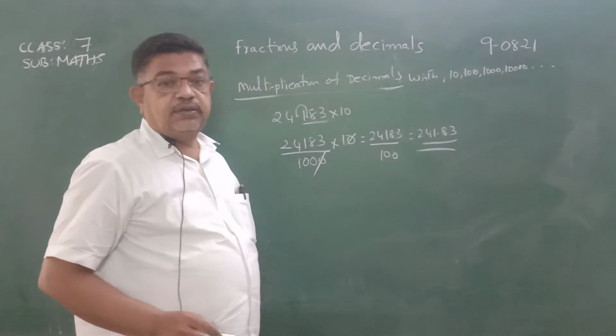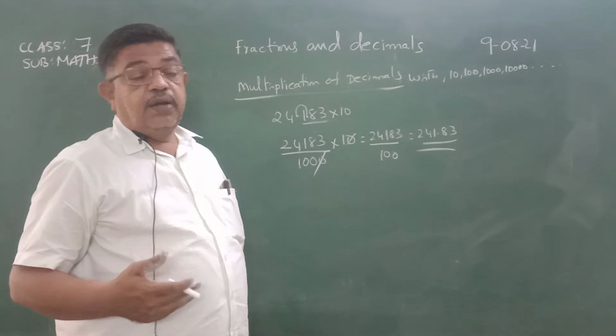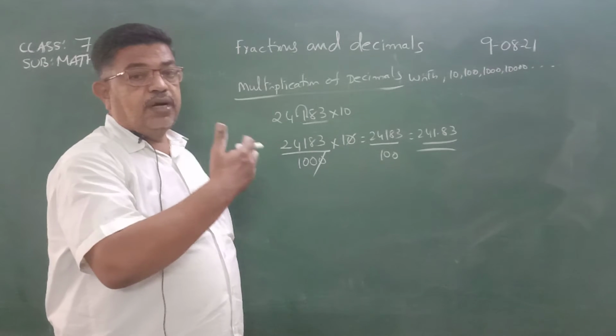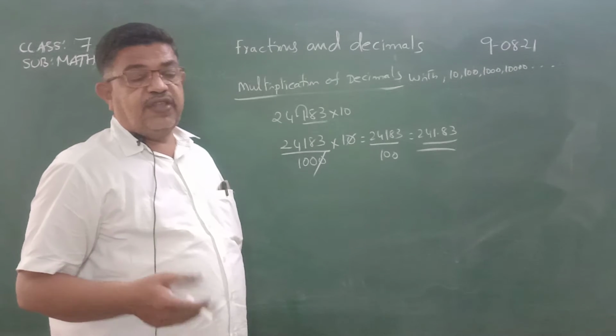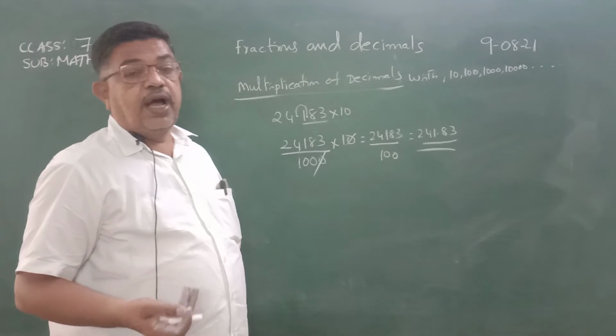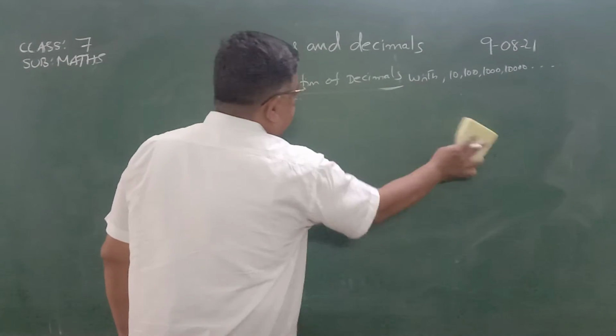That means when you multiply with 10, the point moves towards the right. You can observe that. Whenever you are multiplying with 10 or multiples of 10, depending upon the number of zeros, the point moves towards the right. If there is 1 zero, it moves 1 place. If there are 2 zeros, it moves 2 places, and so on.